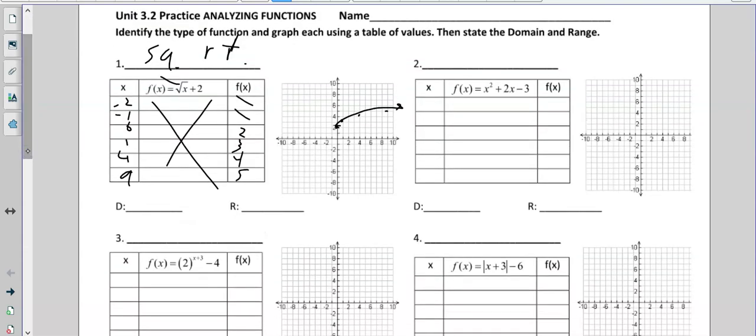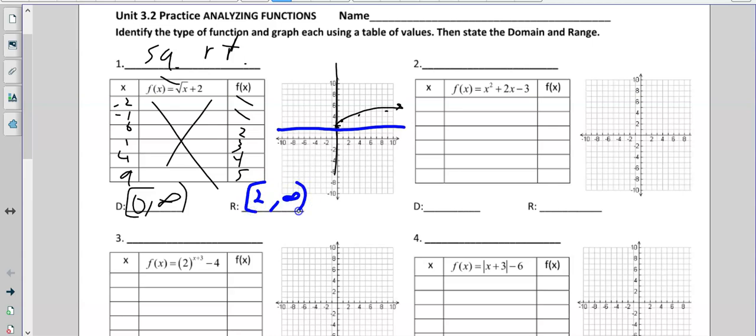Now, my domain, remember, domain is how far left does it go? Well, how far left is it going? 0. And it's going on forever to the right. How low does it go? Be careful with this. How low is 2? It's going 2 up forever, because the lowest point was 0, 2. It doesn't go below that.